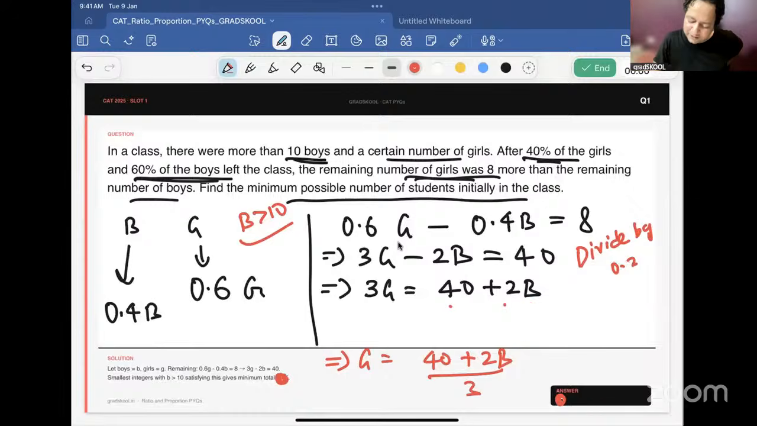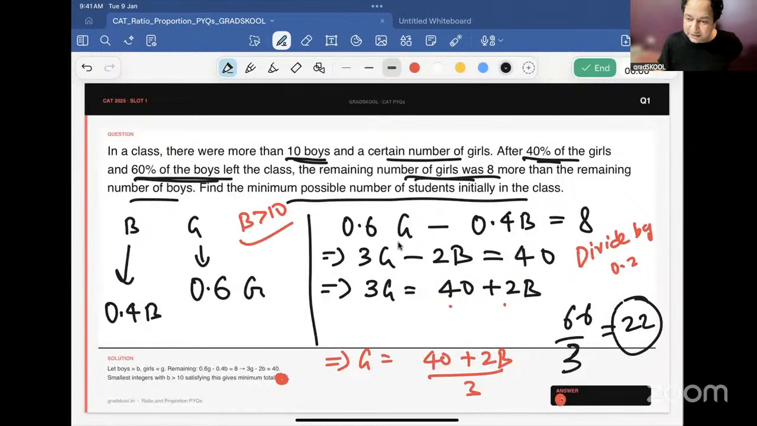We can do it mentally also. We can keep on putting the values and getting the answer one by one. If I put B as 11, I get 40 plus 2 into 22 upon 3. It's a fraction, not possible. If I put B as 12, what do I get? 40 plus 24, 64 by 3, not possible. Let's put B as 13. What do I get? 2 13s are 26, 66 upon 3. So I get 66 upon 3, that makes it 22.